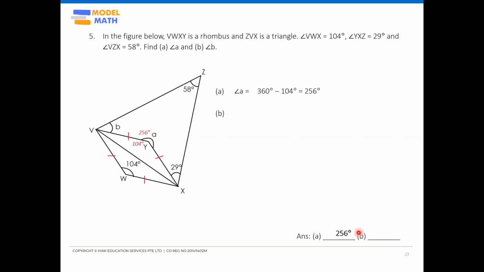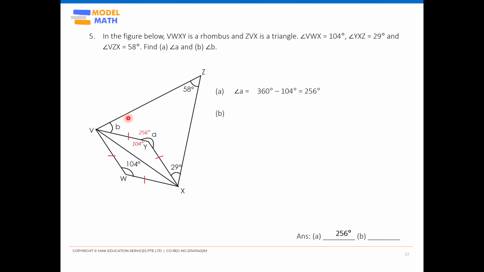Now let's go on to find angle B. A very common mistake most students make is saying that angle B is also 29 degrees, just because they see this corner is 29, and then they think that this shape is symmetrical. If you tell me that's 29, then again, you are making a wrong assumption. You are assuming that VZXY is a symmetrical figure, which may not be true because the question did not tell us anything about it being symmetrical. Hence I cannot assume that this 29 is also applicable to here.